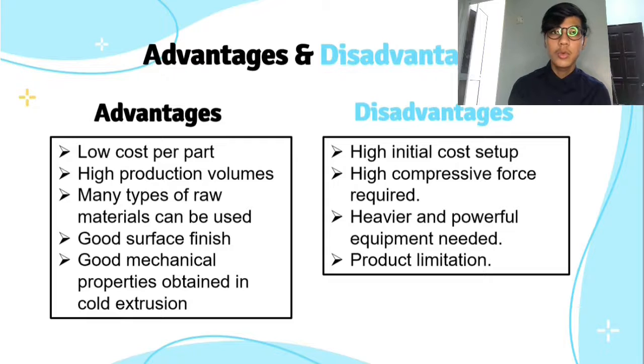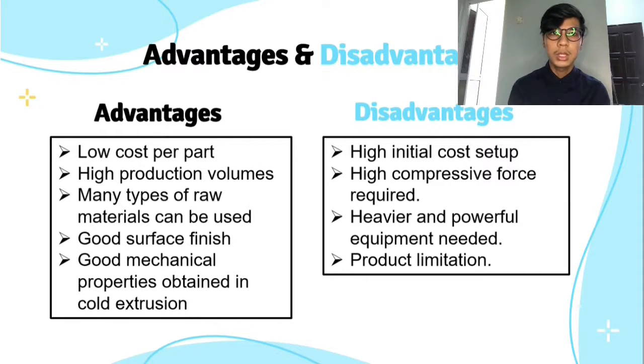And next is good surface finish. After we have done the extrusion process, the surface finish of the product will become good. And lastly is good mechanical properties obtained in cold extrusion. There are two types of extrusion, hot and cold. The cold extrusion gives good mechanical properties for the product.